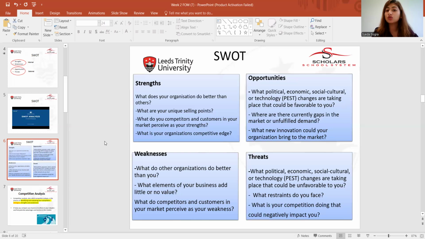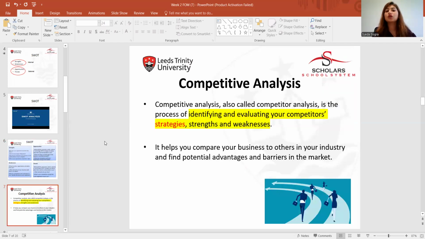When we think about threats, we talk about what political, economic, socio-cultural, or technological changes are taking place that could be unfavorable to the organization, what restraints they face due to those changes, or what the competition is doing that is negatively affecting the organization. After that, we will have a very good idea of the internal environment and the external environment of the company. And it's very important to know the internal and external environment of a company when we try to invest in a certain company.